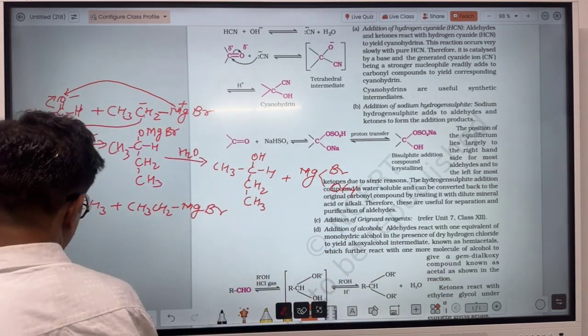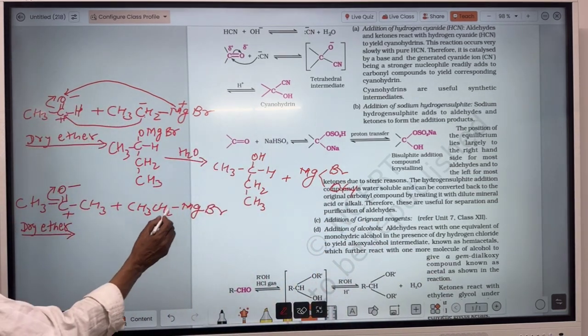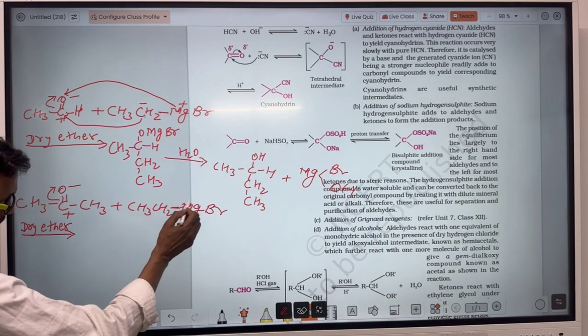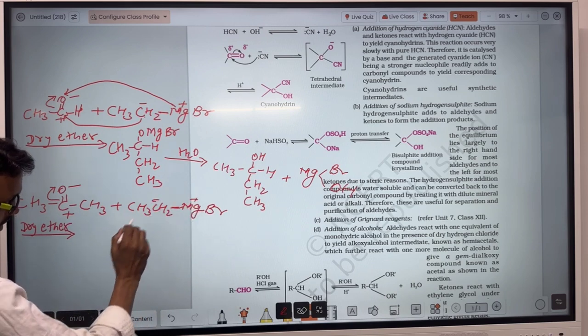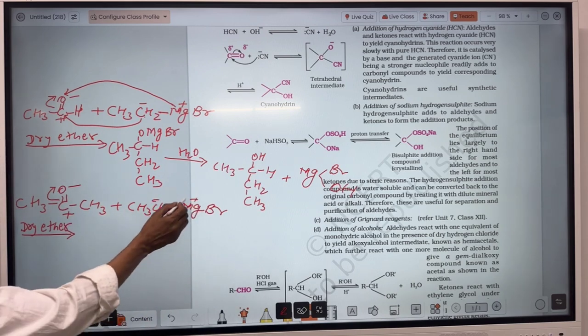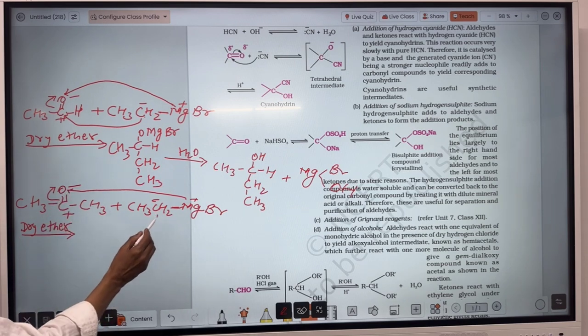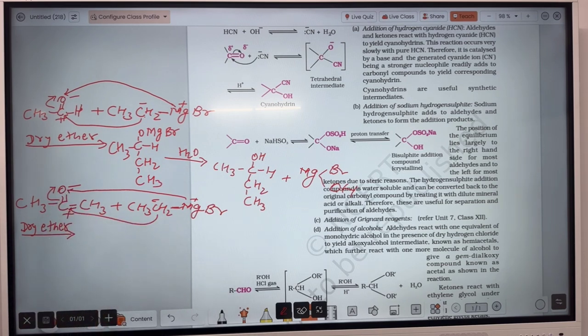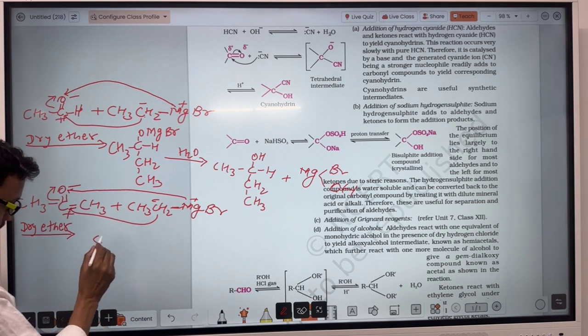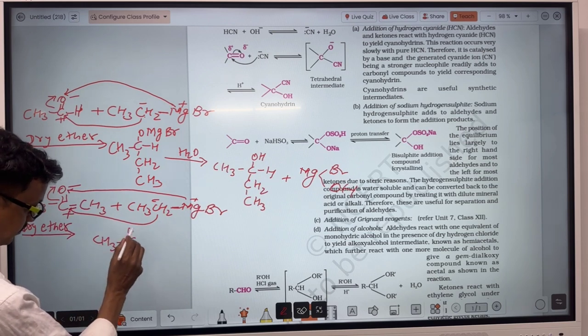So now same as the ethyl magnesium bromide, there is covalent bonding between the carbon and the magnesium. So magnesium is the positive part and carbon is the negative part. So positive charge will bond to this negative charge and this negative charge to this positive charge. So product, so what will form here?